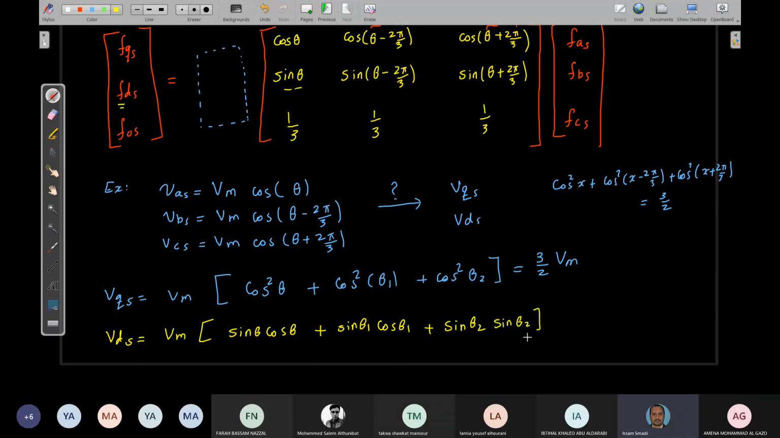This one will equal 0. If you go to the appendix, you will find that sine x cosine x, sine(x minus 2 pi over 3) cosine(x minus 2 pi over 3) plus sine(x plus 2 pi over 3) cosine(x plus 2 pi over 3) is equal to 0. So this will equal 0.